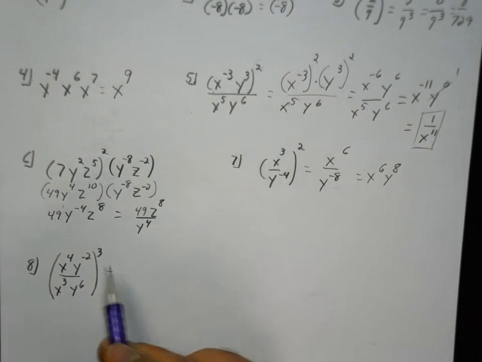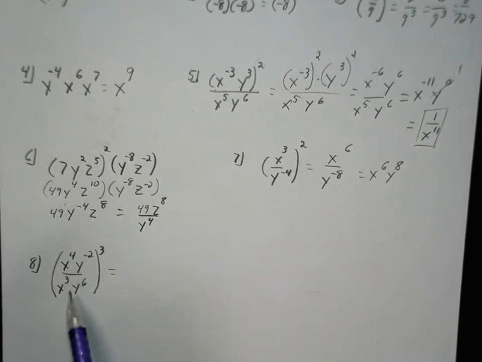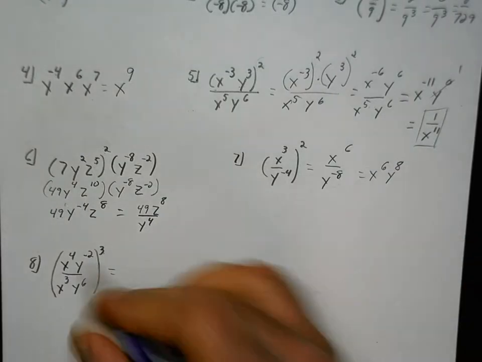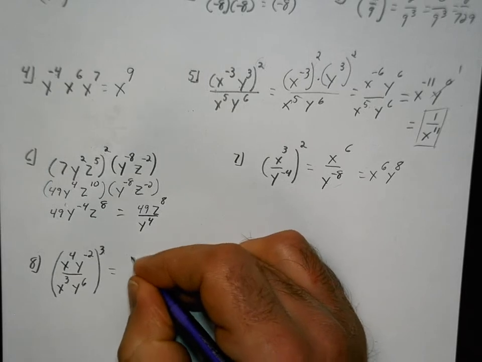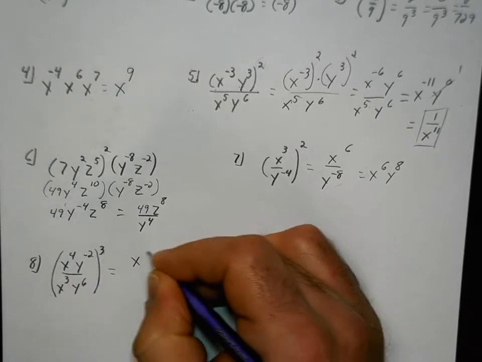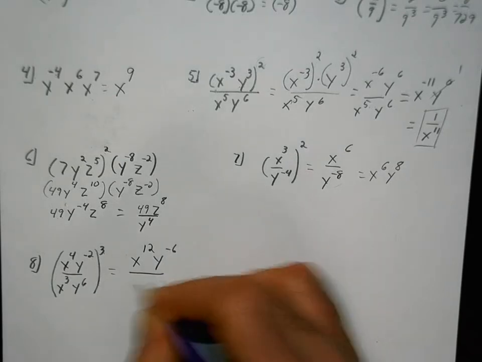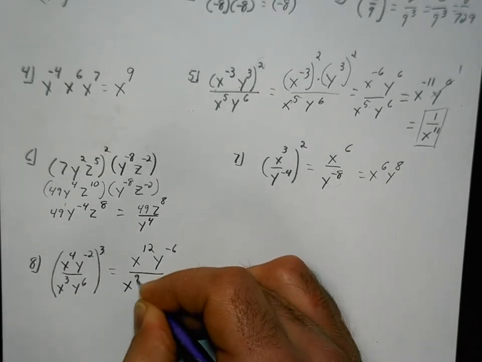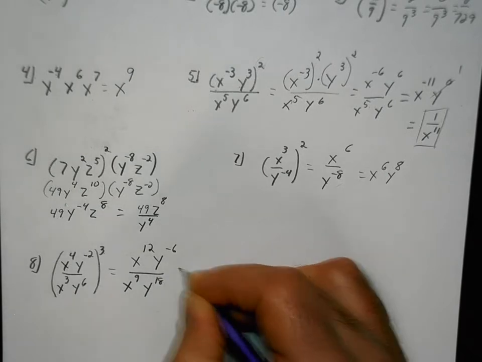Okay, and finally number 8, we're cubing everything inside of here. So there's a couple ways you could approach this one. We could simplify within and then cube, or we could cube everything and then simplify. So I'm just going to cube everything first and see what happens. So we have to multiply, so 12 y to the negative 6 over x to the 9 y to the 18.